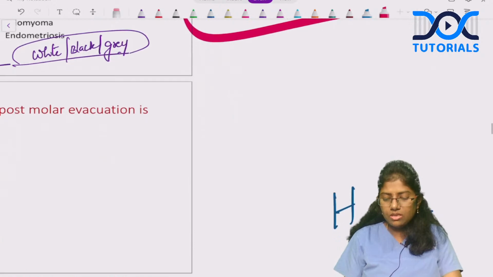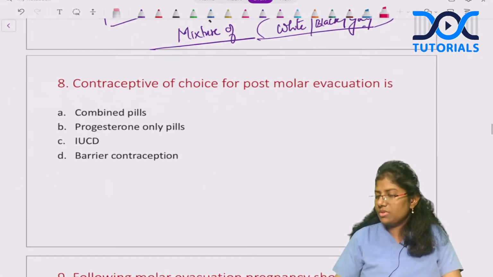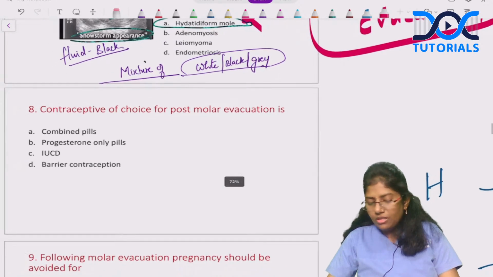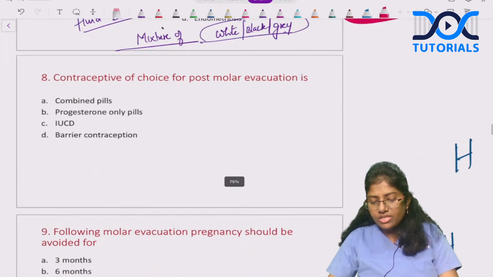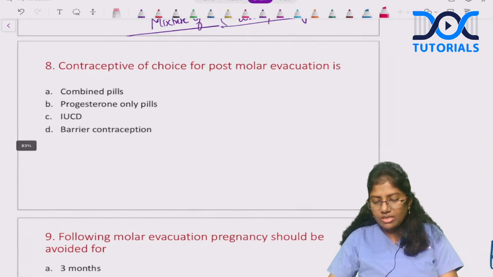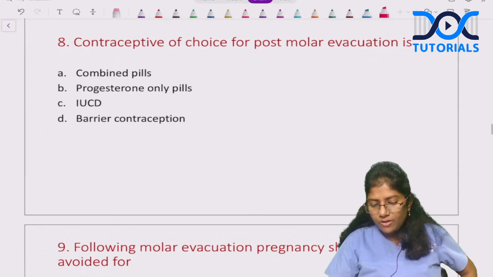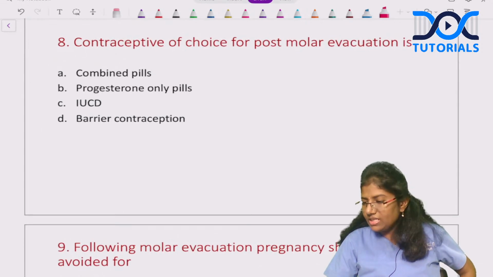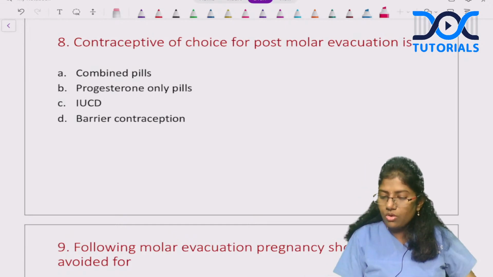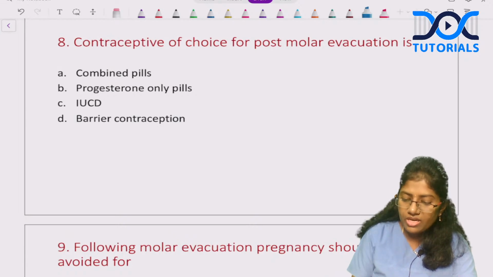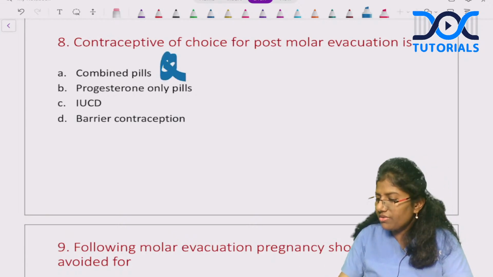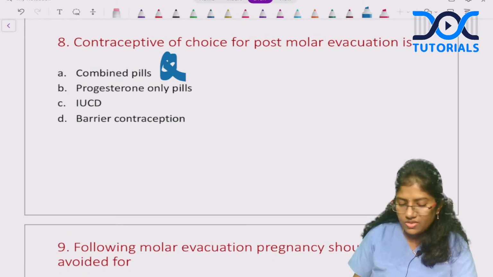Now listen. Three important MCQs are there after this. The first is, what is the contraceptive of choice for post-molar evacuation? Combined pills, progesterone only pills, IUCD and barrier. Definitely, yes, correct. Combined oral contraceptive is the contraceptive of choice. Mahesh is right.